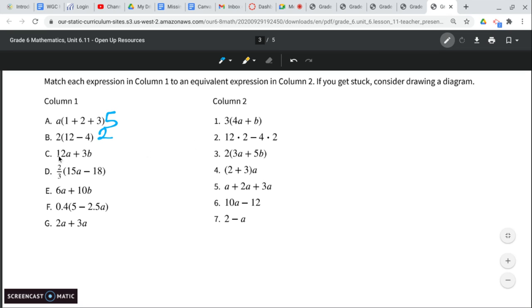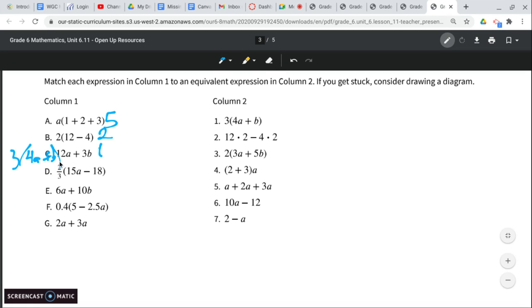All right, this next one, we have 12a plus 3b. Now, this one, the distributive property has already been used. So what do both of these, 12 and 3, have in common? Well, they're both divisible by 3. So we bring a 3 to the outside. 12 divided by 3 is 4, plus b. And looky there, that's number 1.